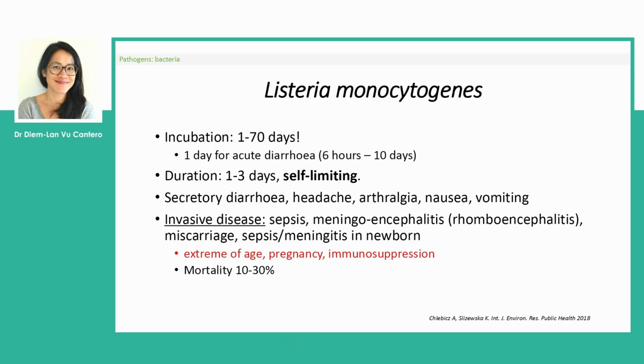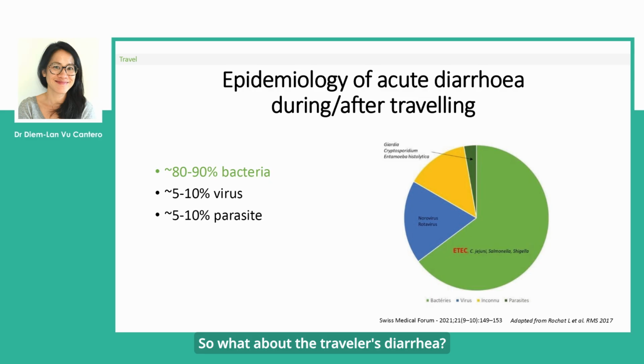And finally, acute diarrhea caused by Listeria is also self-limiting, and only in case of invasive disease is there an issue because it can cause sepsis, meningoencephalitis, and miscarriage. Again, the populations at risk for this complication and invasive disease are those at the extremes of age, pregnant women, and immunocompromised patients. So what about traveler's diarrhea?